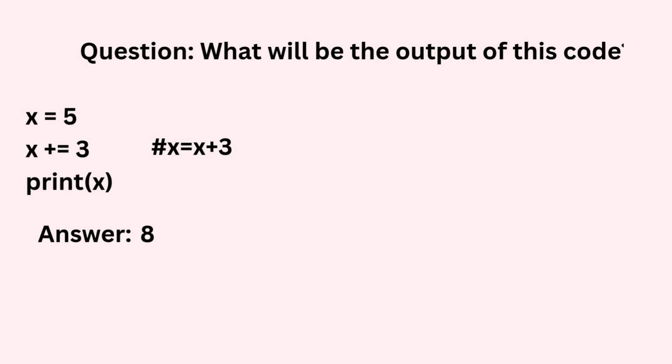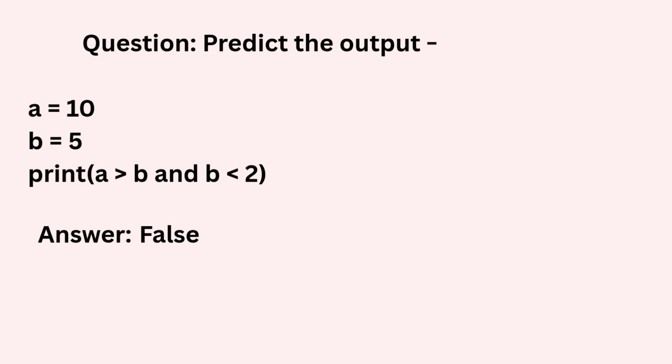And the next question is, predict the output, where a equals 10, b equals 5, and we have to print a greater than b and b less than 2. Here the variables a and b are storing values 10 and 5 respectively, and a is greater than b, but the value of b is not less than 2. So the answer will be false, because although a greater than b is true, b less than 2 is false, and true and false gives us false.